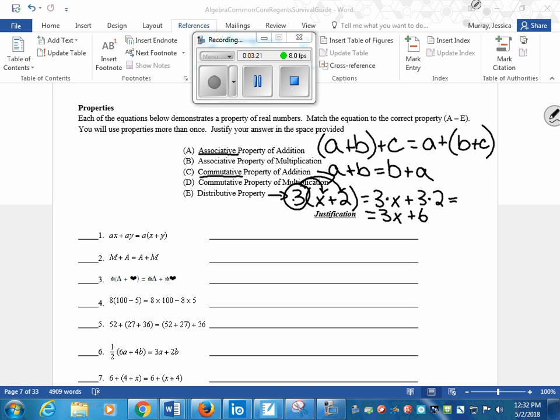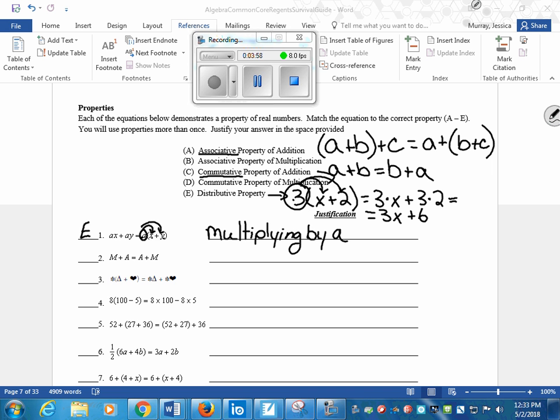So that first one would be associative addition. Well, be careful because the A has a set of parentheses right here. This went A times X and A times Y. Which property looks like that? Oh, so distributive. This is E. This is distributive. My justification? Because I'm multiplying by A. We're multiplying by A and we're going through the parentheses. A times X and A times Y.